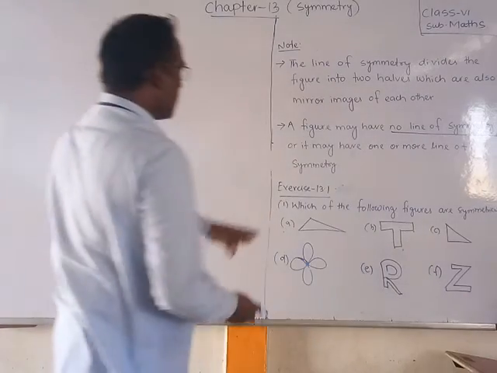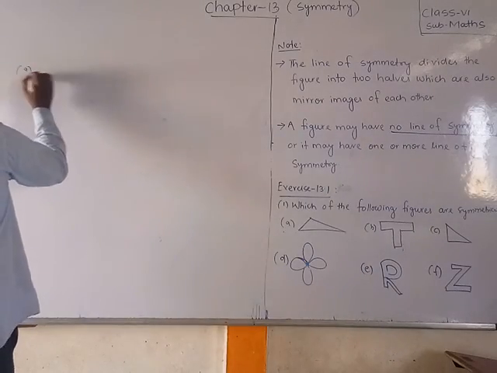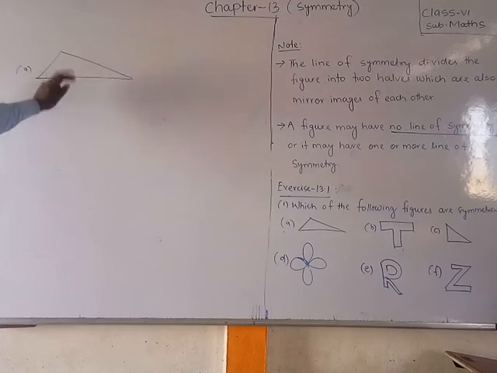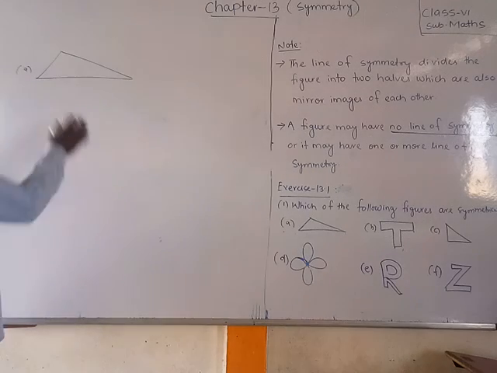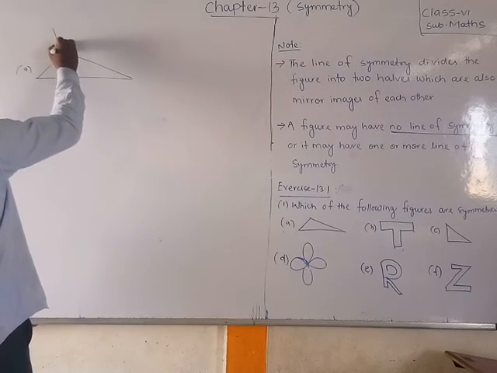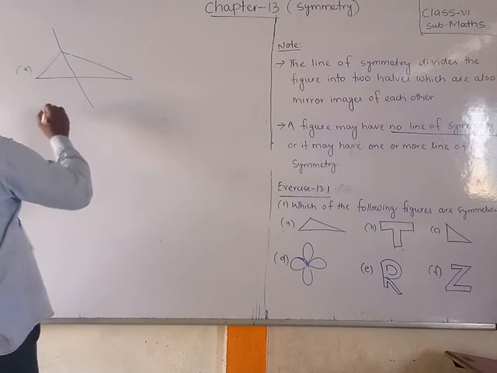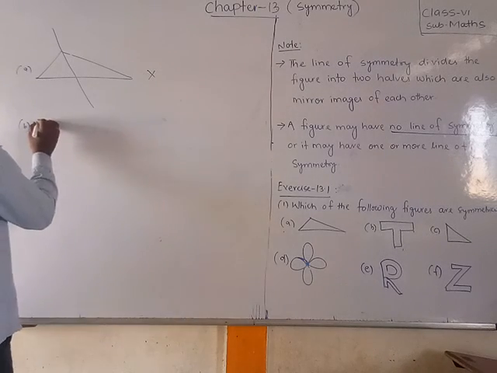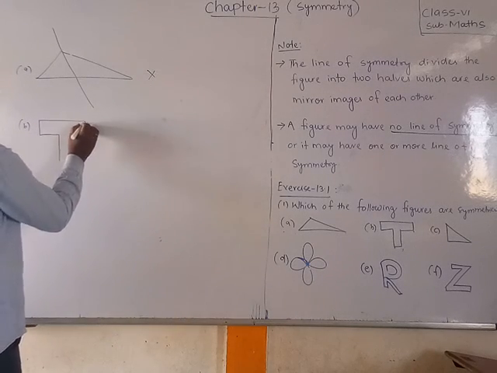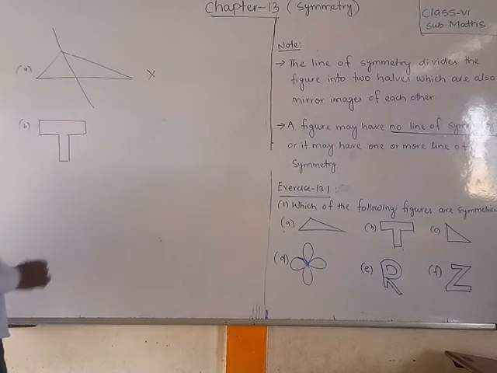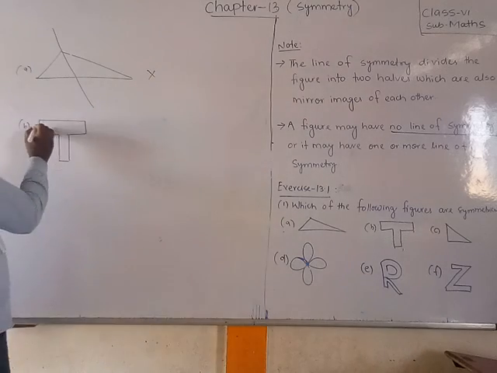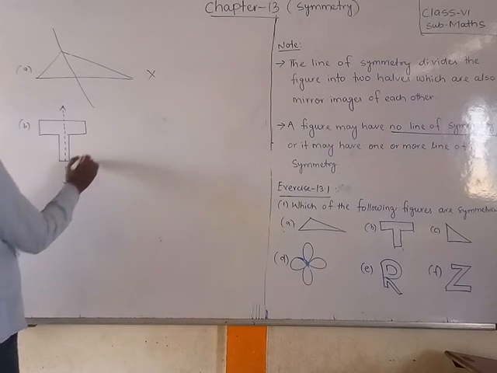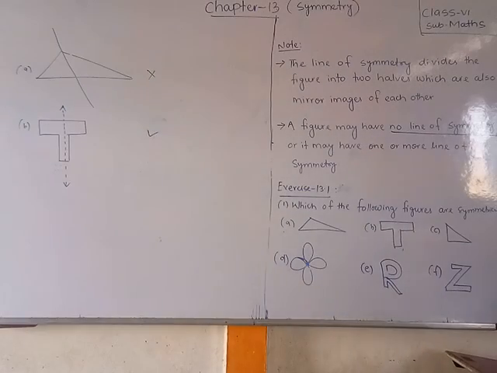Now look here, friends. First figure A is given like this, one triangle. So this triangle is not symmetrical. Why is it not symmetrical? Because if you draw any line, it won't make two equal parts. So this is not a symmetry. Second, B, T. Now it is a line of symmetry. If you draw like this, not possible. So if you draw a line like this, then it is a line of symmetry. Yes, B has a line of symmetry.